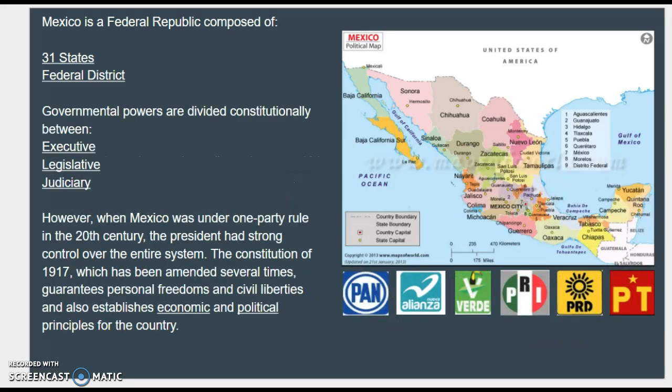Mexico is a federal republic consisting of 31 states and a federal district, and the governmental powers are divided constitutionally between the executive, legislative, and judiciary branches. However, when Mexico was under one-party rule in the 20th century, the president had strong control over the entire system. The Constitution of 1917, which has been amended several times, guarantees personal freedoms and civil liberties and also establishes economic and political principles for the country.